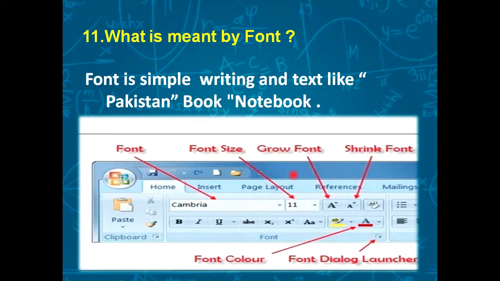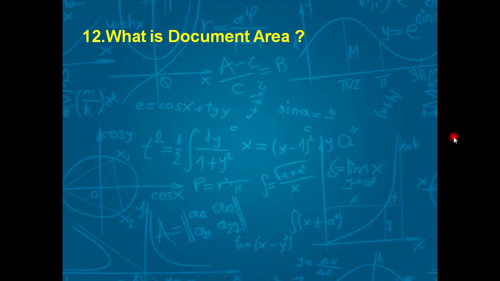Here you can see the font. This is a font dialog box. Here are so many options: font sizes, font styles, grow font, shrink font, font color, font dialog launcher. Here is a complete font dialog launcher. Here you can see so many options related to font, but the font is only writing. So I think it's clear now.